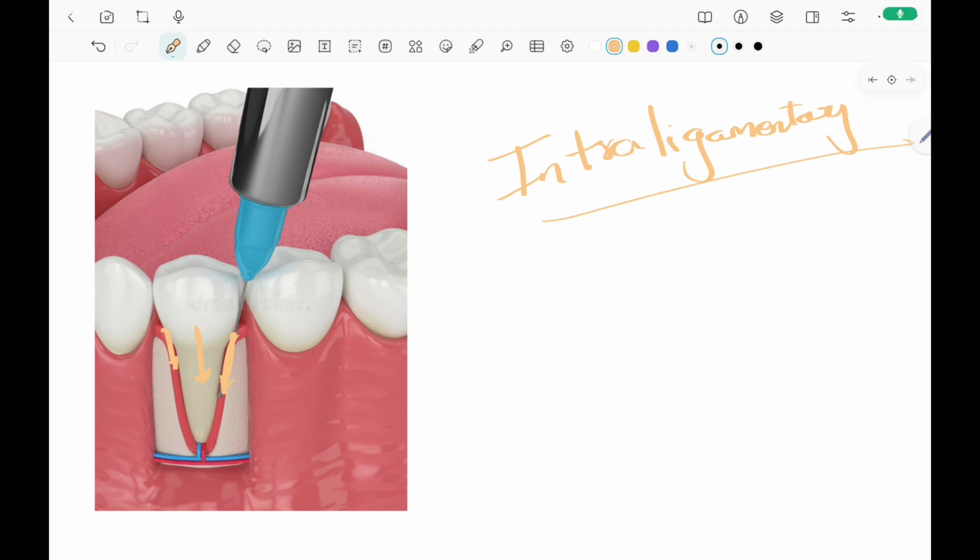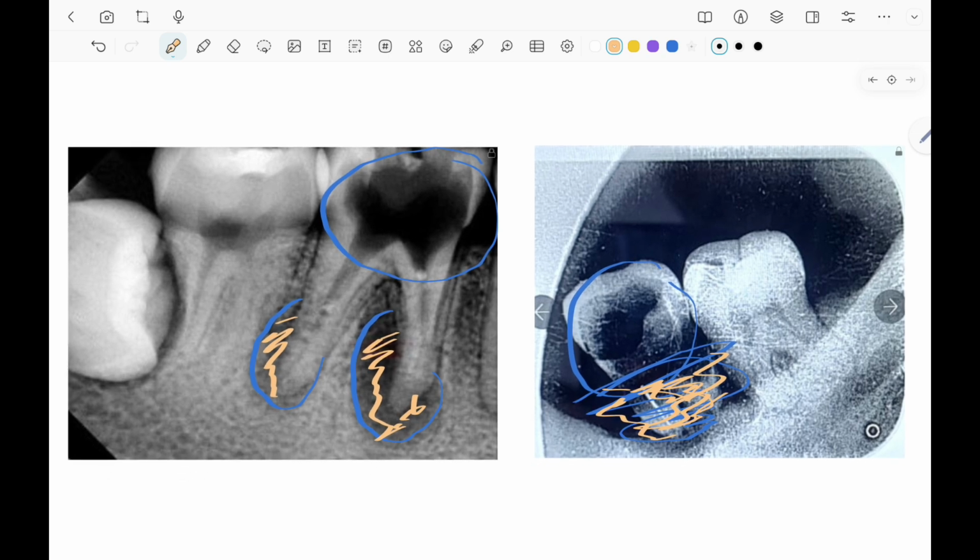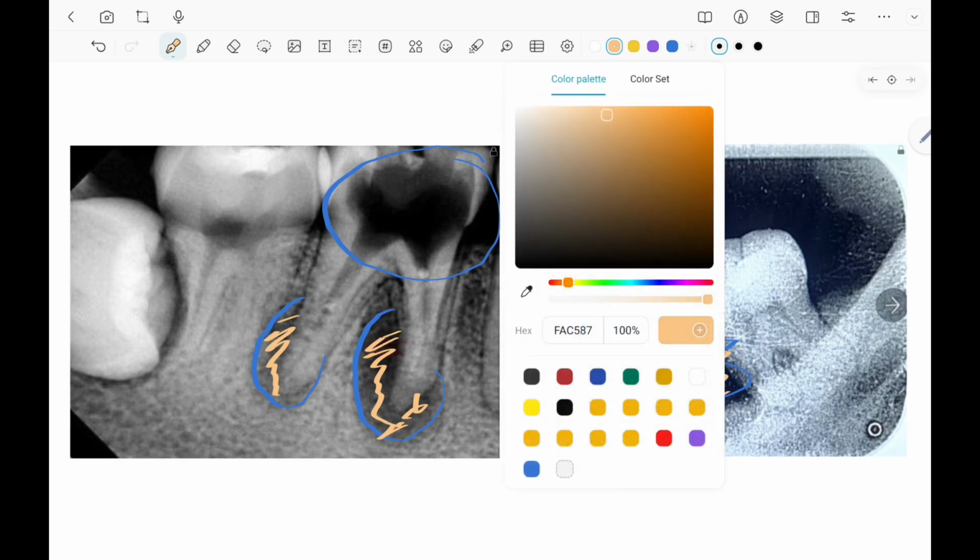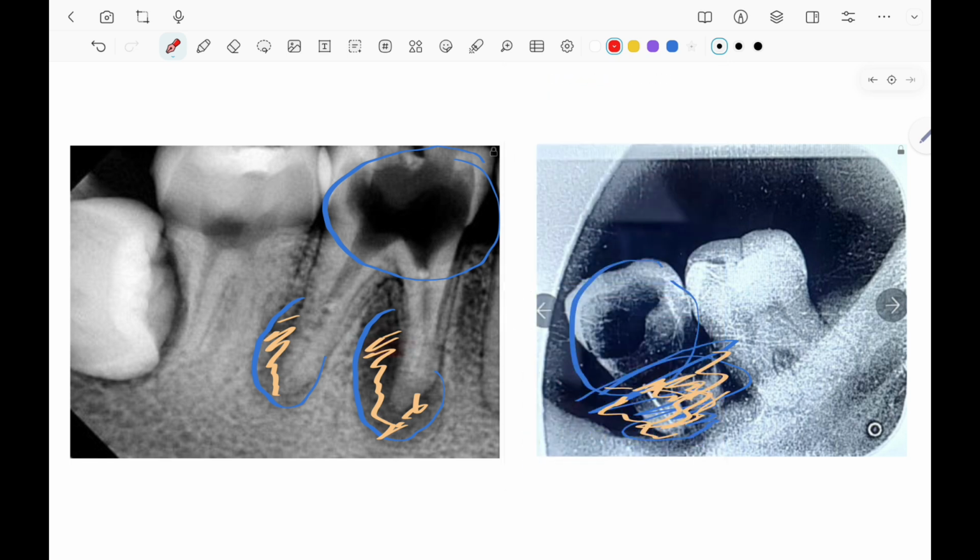Now, by what mechanism does this intraligamentary anesthesia work? We have two scenarios, the first and the second scenario. In the first scenario, you're giving an intraligamentary anesthesia here, and also on the buccal and the lingual sides. When this is given, just like intrapulpal anesthesia, it acts on all the PDL present here, creates a lot of pressure over the PDL and severs the PDL. The PDL is now lost so that your extraction becomes easier.